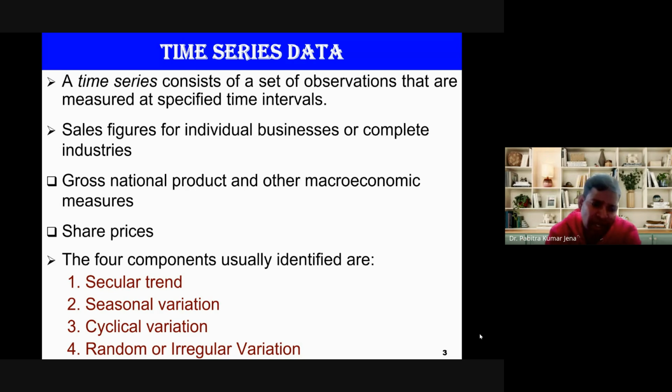It may be a secular trend. The second one is seasonal trend. The third one is cyclical trend. The fourth one is random or irregular variations. So secular trend is the actual basic type, like a trend analysis.